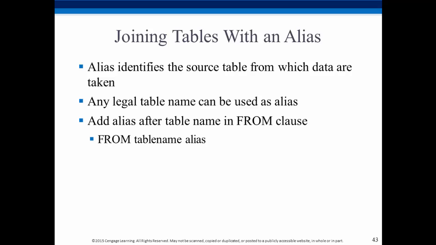Alright, and then joining tables with an alias. Maybe you should identify the source table from which the data are taken. An example of that is something like select P descript, price, V name, V contact, V area code, V phone from product P, vendor V, and then you've got where p.vcode equals v.vcode, order by P price. So it's giving the tables the aliases p and v, and then in the where part, all you've got to do is p dot whatever attribute you're trying to connect with that table.